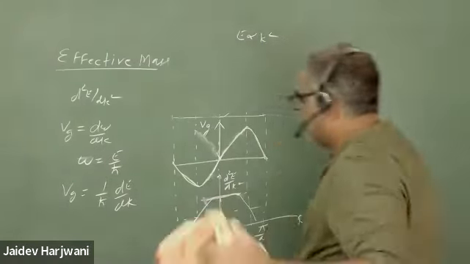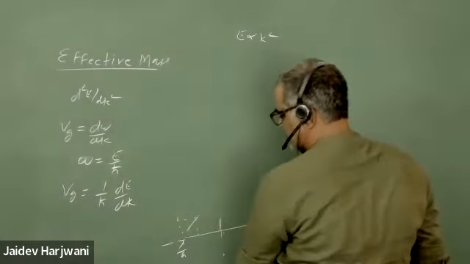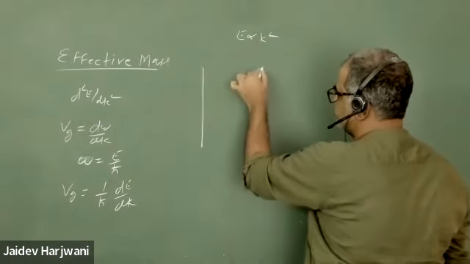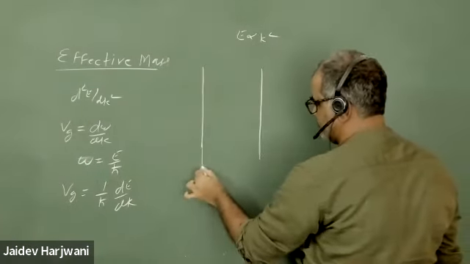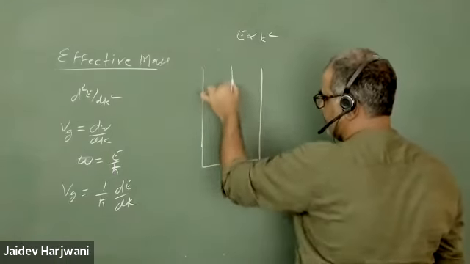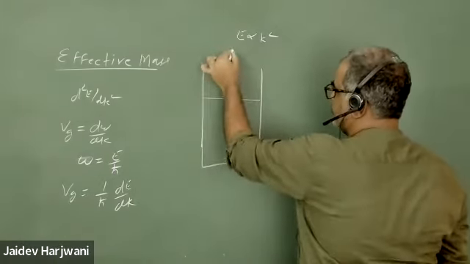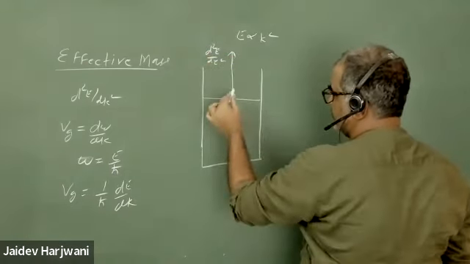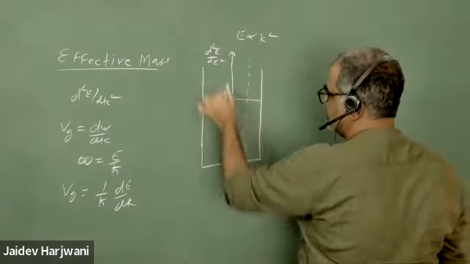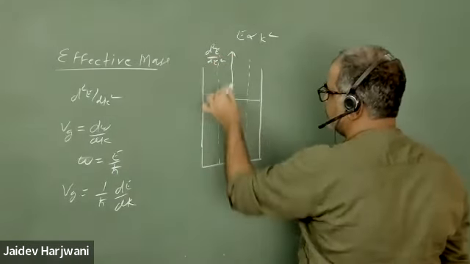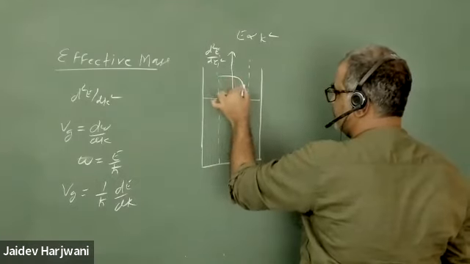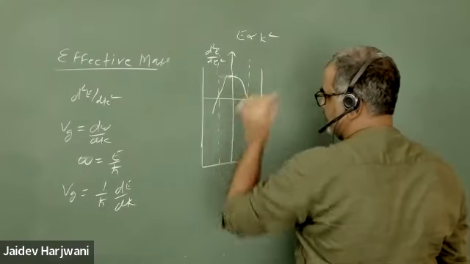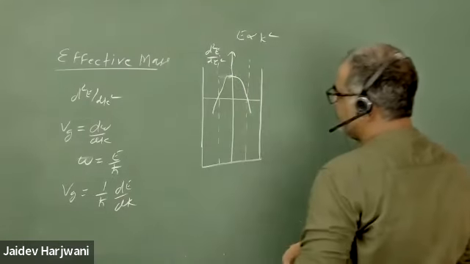Let me draw this a bit higher, otherwise you won't be able to see it. So I have this curve. Now I am drawing the second derivative d2E upon dk square. This curve is initially constant, and then it goes to 0 at the inflection points.